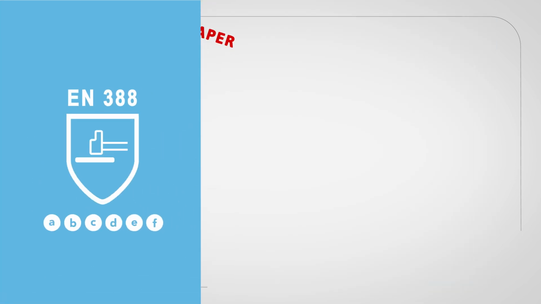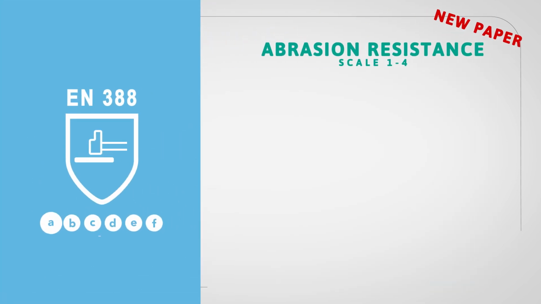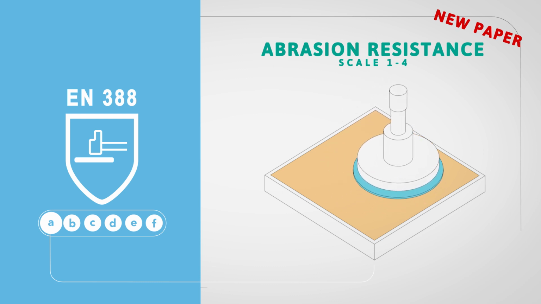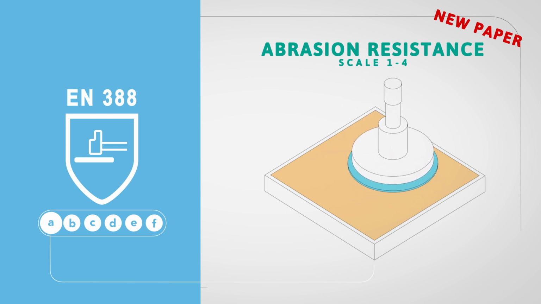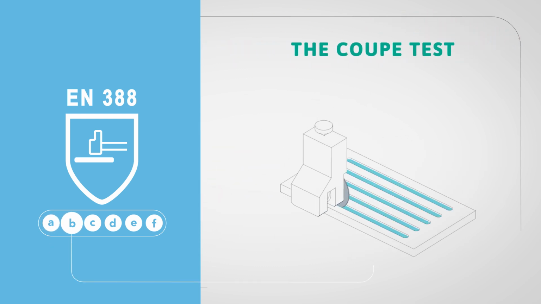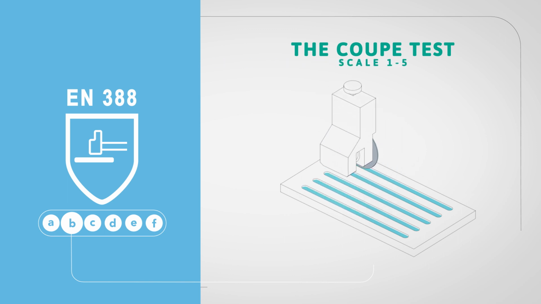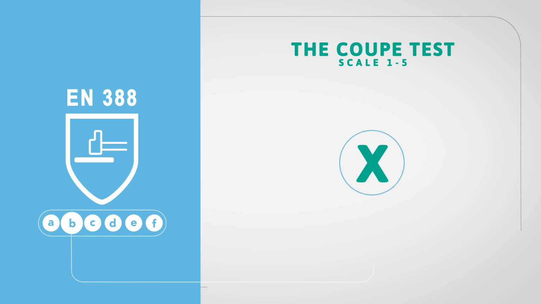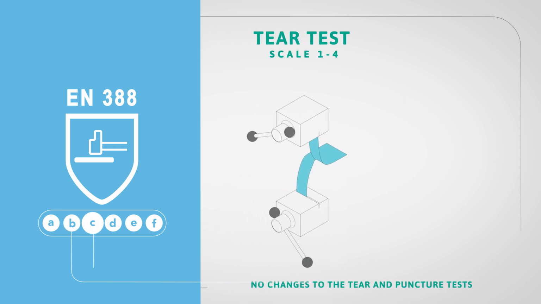The first letter A indicates the abrasion resistance on a scale from 1 to 4. This test has now been improved by using a new, reliable and standardized abrasive paper. The second letter B indicates the score of the cut performance using the COUPE test and is indicated on a scale from 1 to 5. If an X would appear here on an Ansell glove, it means that we have chosen to indicate the dulling of the blades occurred during the test.